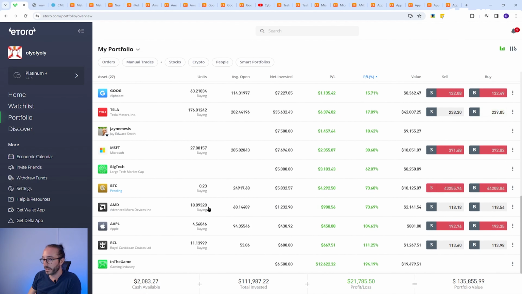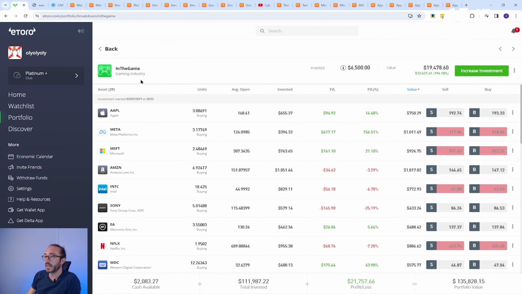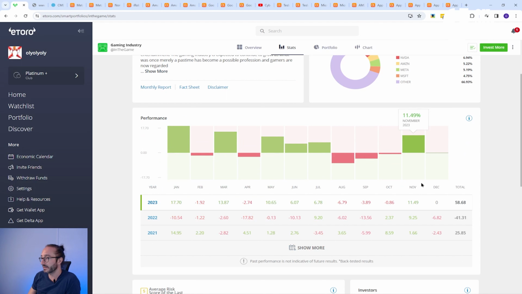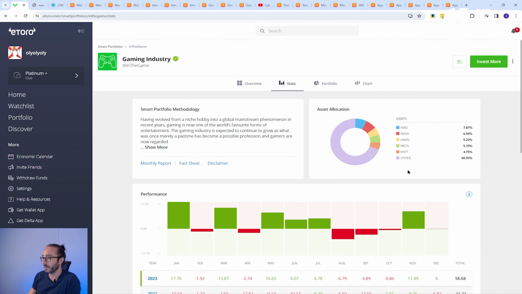And next on my portfolio update is the In The Game copy portfolio, which is up 194.18%. And in November, this had an amazing month, up 11.49%, bringing the yearly total up to 58.68%. And this is a long-term hold.